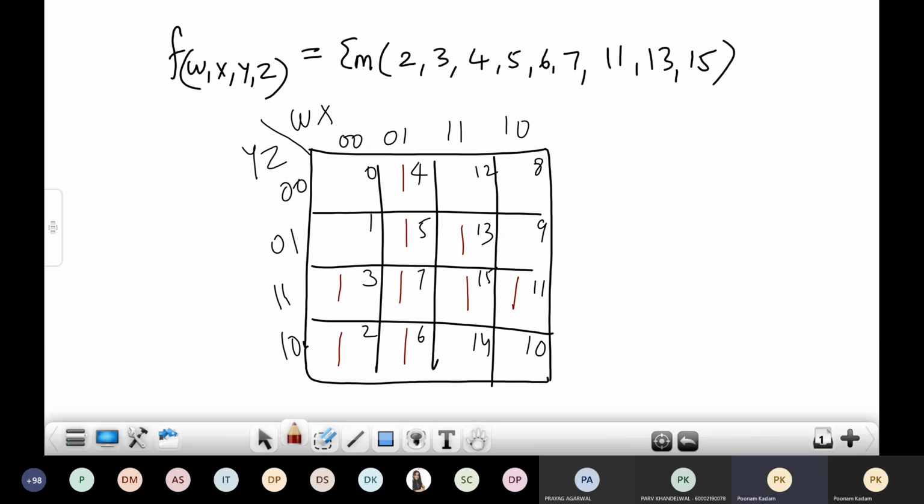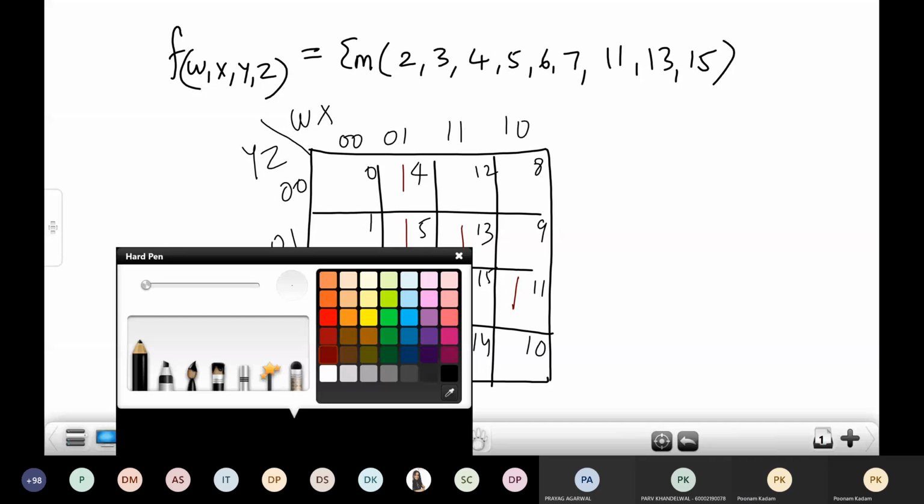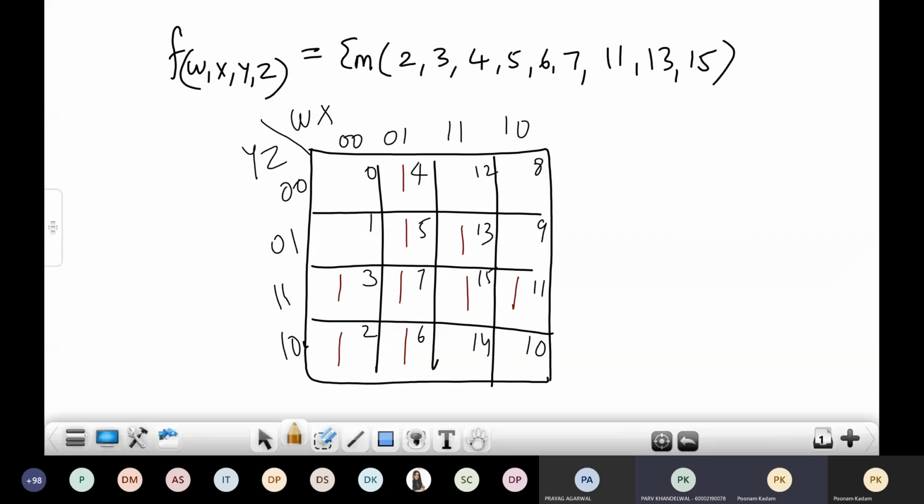Okay, how many prime implicants? How many of you have finished? How many prime implicants? Some say 4, some say 5. Okay, let's do it. Let's see how many prime implicants there are.